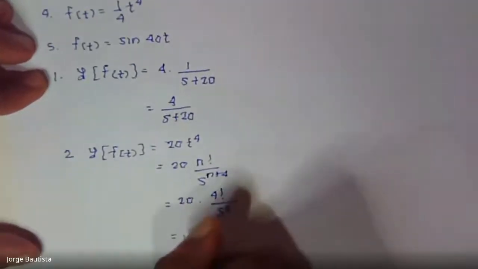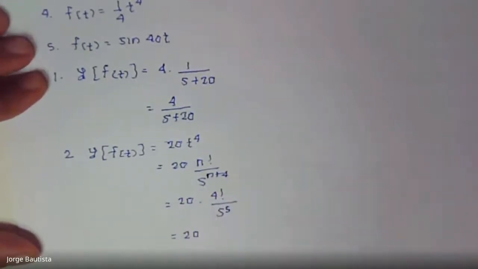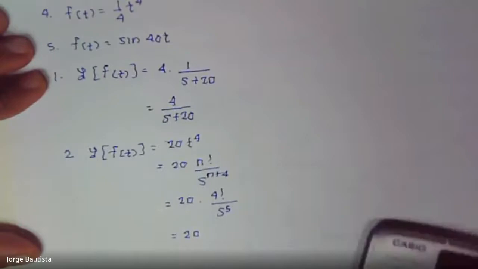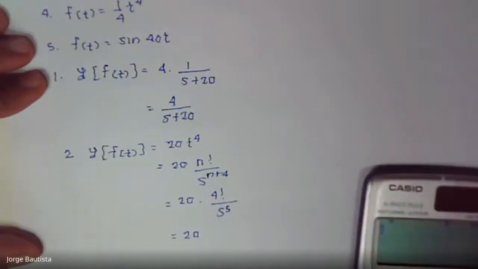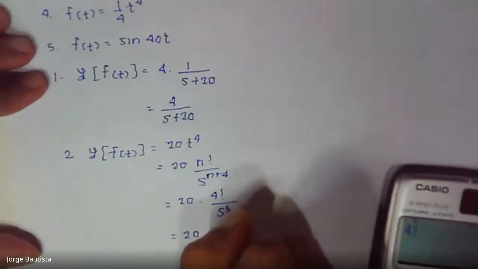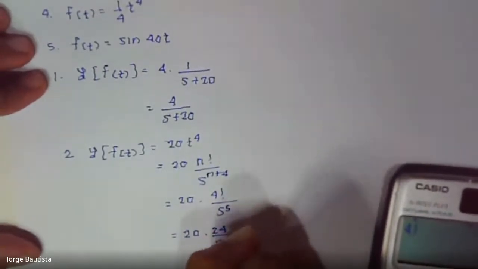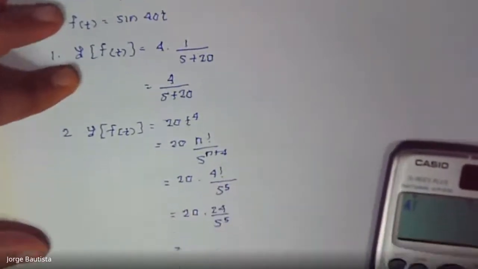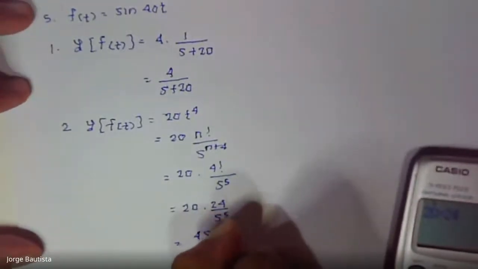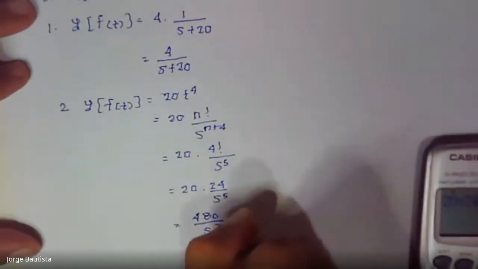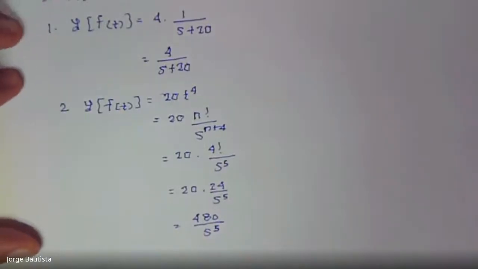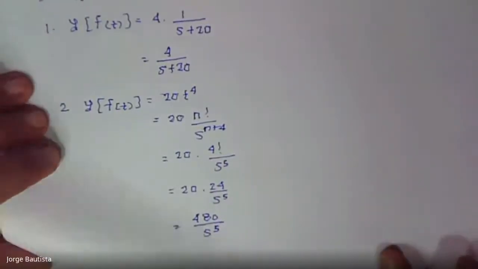So, 4 factorial. Okay, tingnan natin. 4 factorial is 24. Multiplied by 24 over s raised to 5. So therefore, you have 20 times 24, that is 480 over s raised to 5. Okay? That is the Laplace transform.